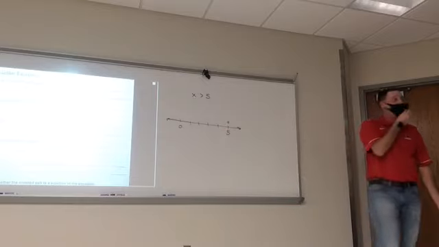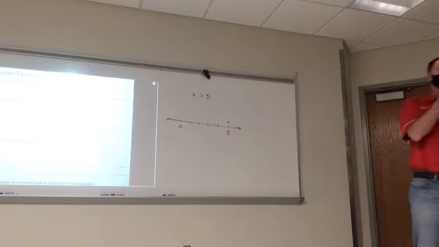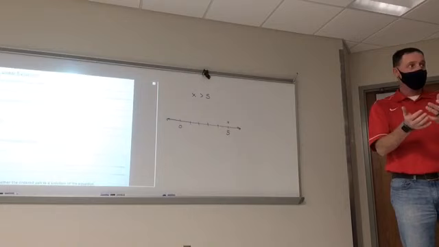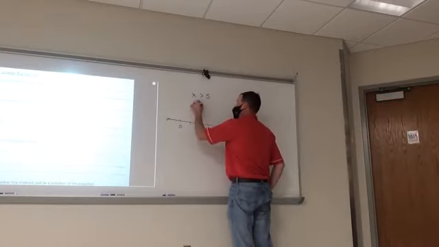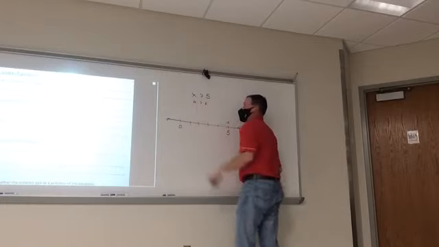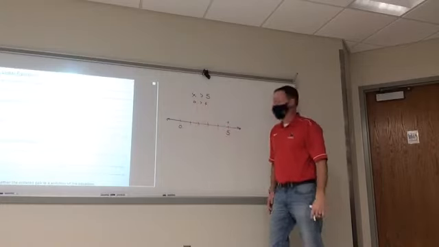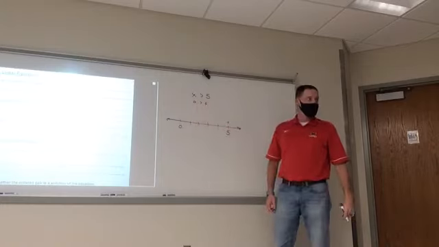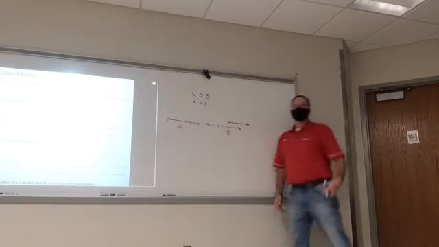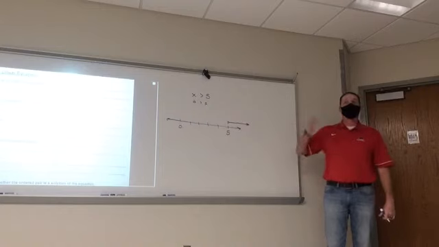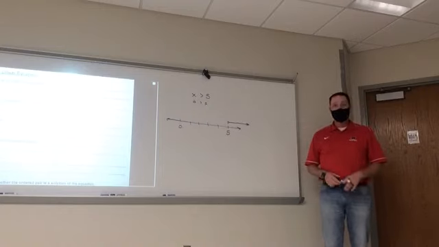And then we'd have to go and say, well, I need to shade one way or the other. So remember, if I plug 0 into this, is 0 greater than 5? No. So what would that tell me to shade? Tell me to shade to the right. So somebody tell me this. What does this graph show?